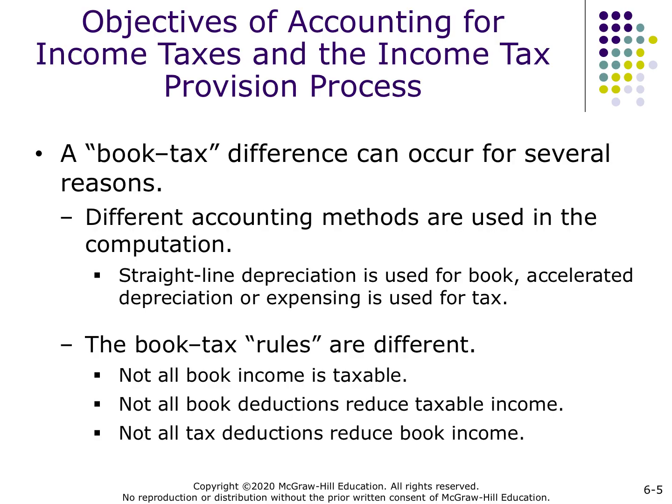Obviously, we've talked about book tax differences a lot, and when we talk about these book tax differences, we're talking about timing differences. Now, some of these differences are permanent in nature, right? Because not all book income is taxable, and not all book deductions are also tax deductions, all right?